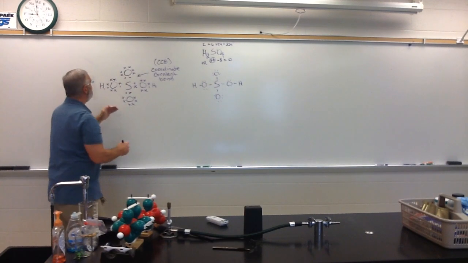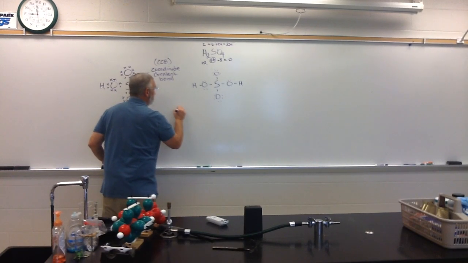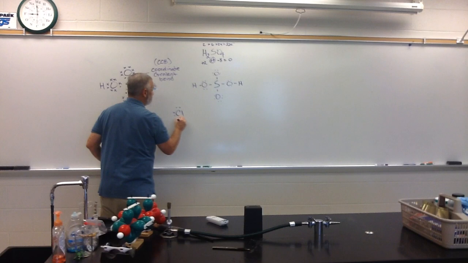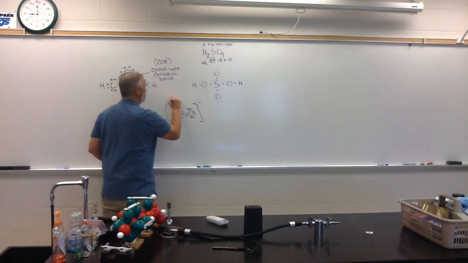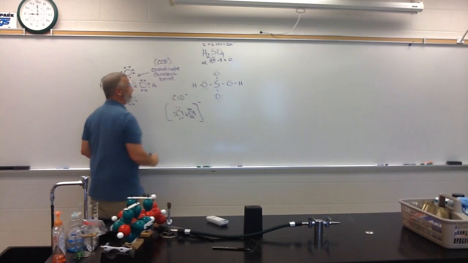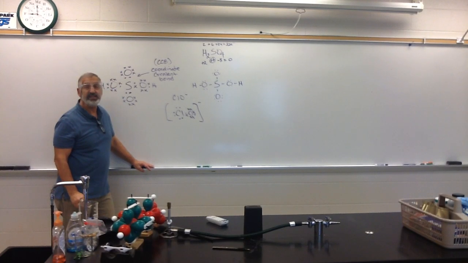I'm just going to give you one more example. Chlorine has 7 valence electrons. It can form the ClO- ion. ClO-. What would be the oxidation state of chlorine in ClO-?